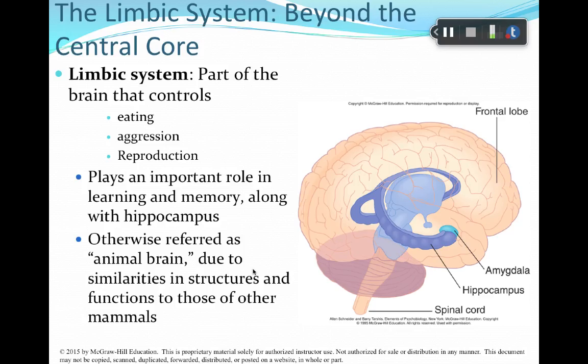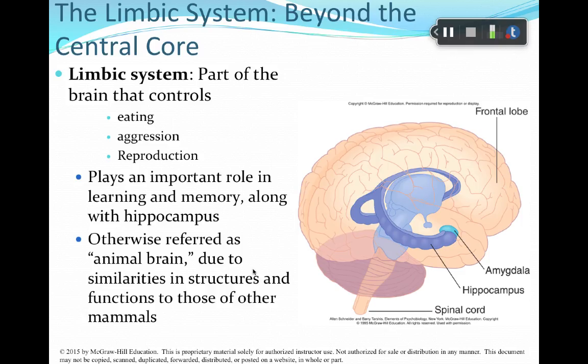Moving a little bit beyond this idea of are you breathing to how should your body respond to the environment. So the limbic system, you can think of this as sort of like the behavior monitor. It controls eating, reproduction, aggression, all of those basic behaviors that we see in life beyond the involuntary ones. So it's the animal brain.